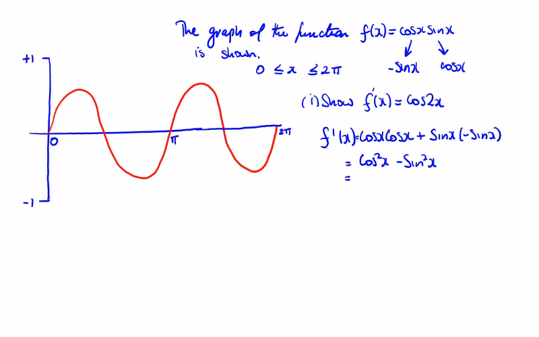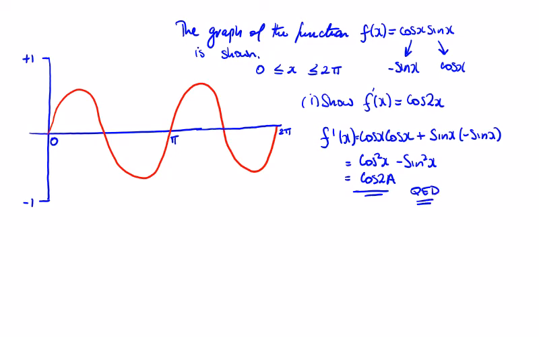And on the tables, just check the page number. In the double angle formula, the first one is cos 2a is equal to cos squared a minus sine squared a, which is equal to cos 2a. So that's that one proven.